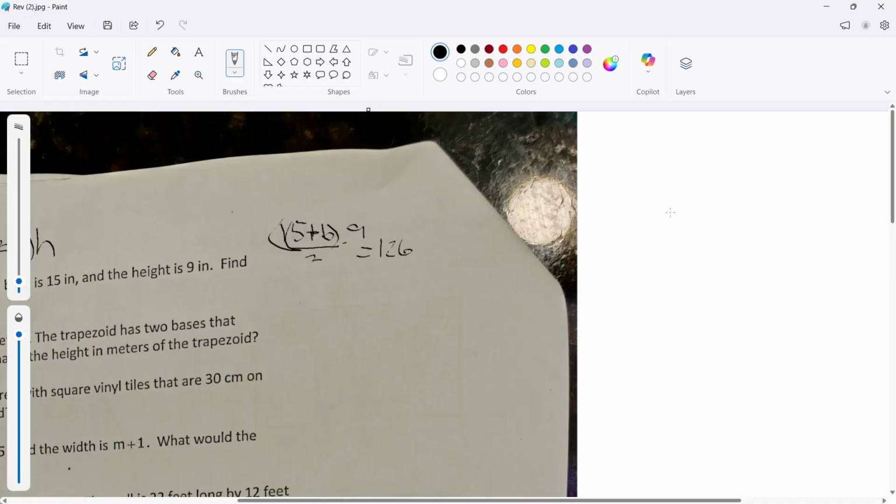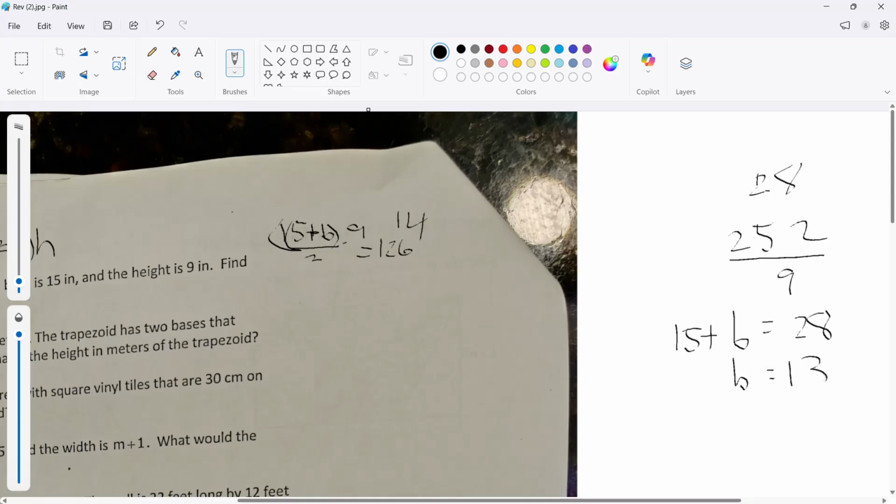All right, so I will multiply both sides by 2, divide both sides by 9. So let's see. 2 times 126 is 252 divided by 9. I don't think that divides evenly. Let's see. 9 times 2 is 18, and 7 is 25. 9 times 8, oh, it does, 28. So 15 plus b equals 28. 9 times 4, yeah, 28. All right, and then for b, I do 28 minus 15, which is 13. So the other base is 13 inches.